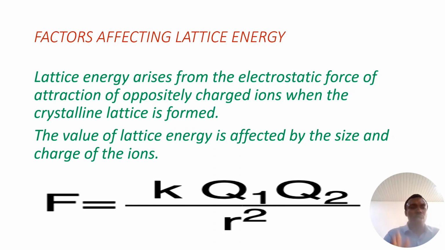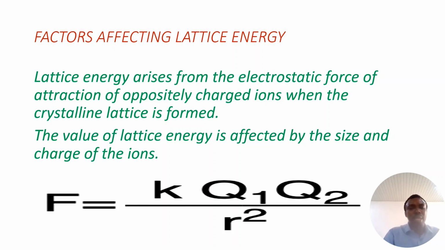So we can use this to explain the relationship between lattice energy and ionic charge and ionic radius. The force is directly proportional to the product of their charges. That means as the electrostatic force of attraction increases, the product of their charges increases. As it decreases, the product of their charges decreases. So the same thing with lattice energy. As the charges of the ions increase, the lattice energy will increase. Once it decreases, the lattice energy will decrease.